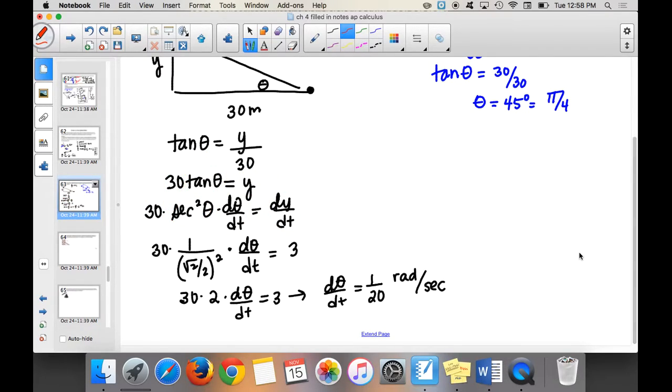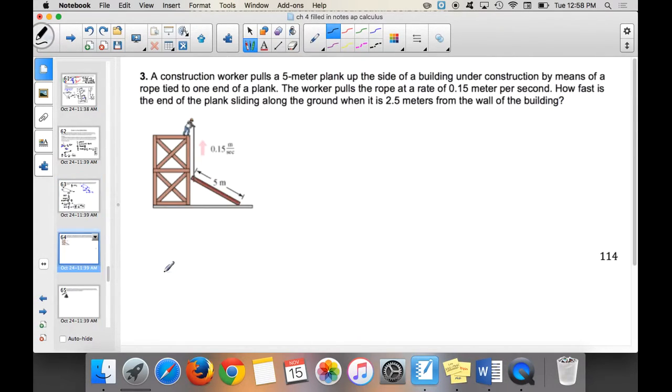If you're scared now, oh man, we're getting ready to do a trapezoidal trough. All right, let's do this construction worker one. So a construction worker pulls a 5-meter plank up the side of the building by means of a rope tied to one end of the plank.